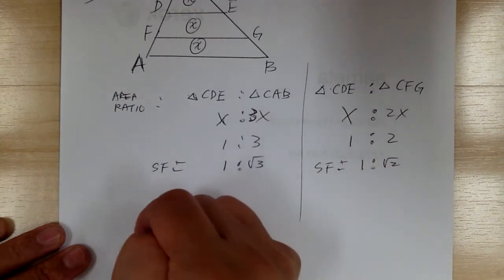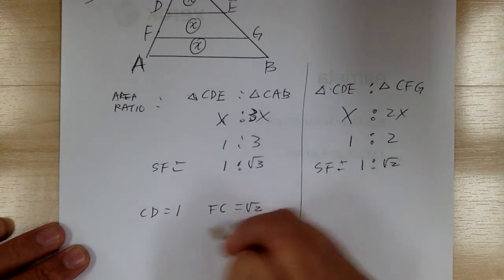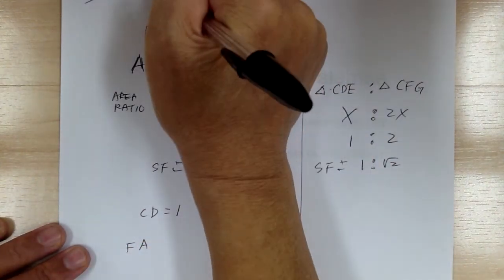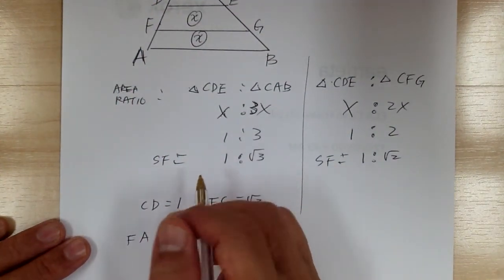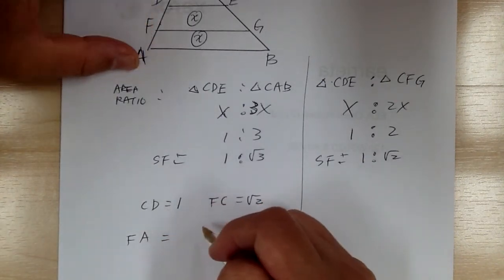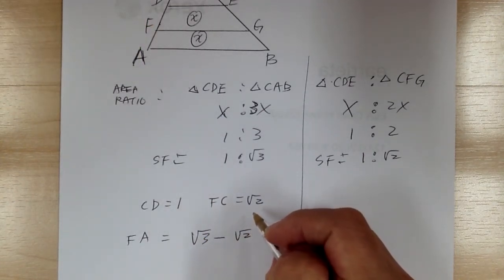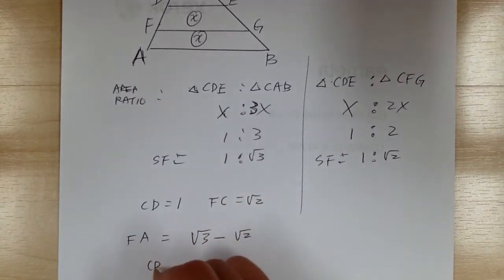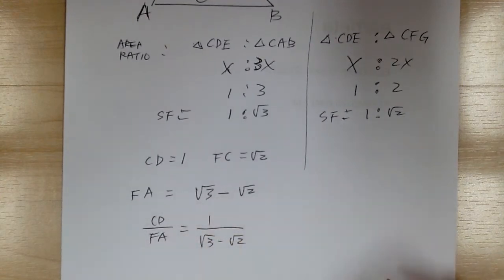we can call CD equal to 1, then FC will equal square root of 2. Then FA, this is 1, and this would be square root of 2. So FA, this over here, will equal square root of 3 minus square root of 2. Okay, so now we can get our ratio. We're looking for CD over FA. So CD over FA will equal 1 over square root of 3 minus square root of 2.